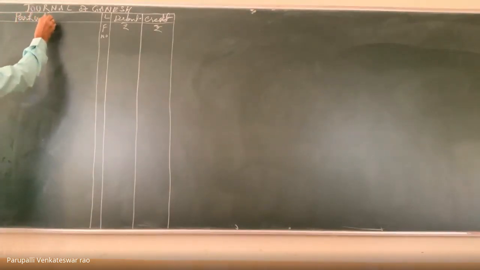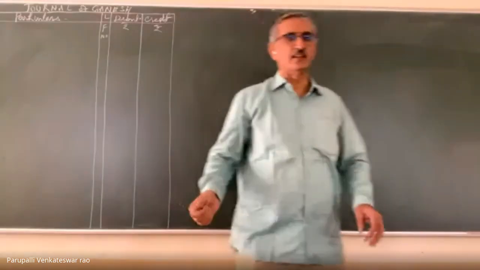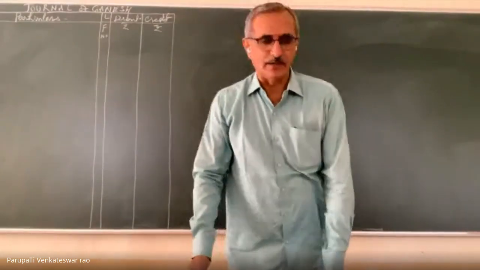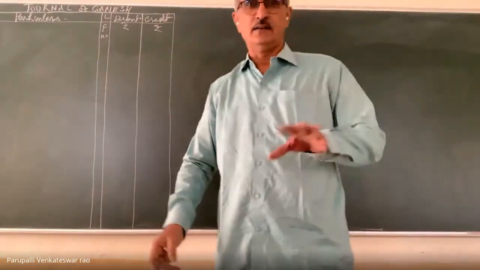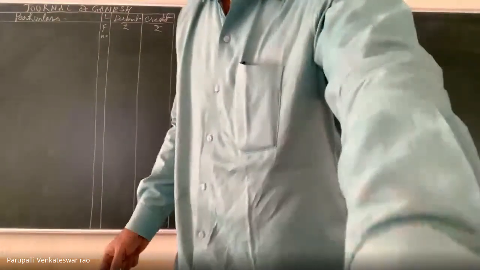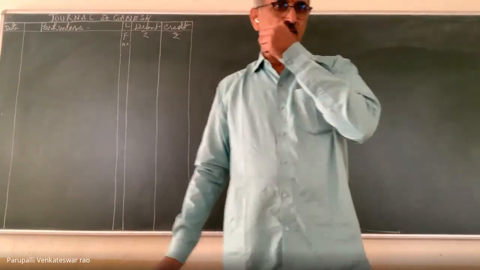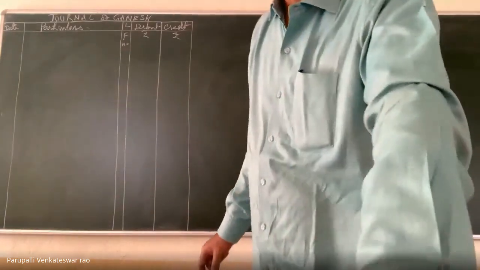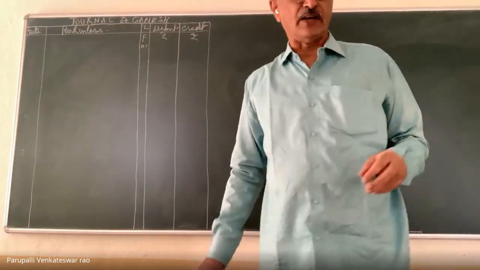This problem you follow because you have the clarity how to enter in the journal. From journal we move to ledger. From ledger we prepare trial balance. Already I gave you the solution. Photocopies of all I already sent to your mobiles. You can go through, but I am repeating once again for the benefit of all.